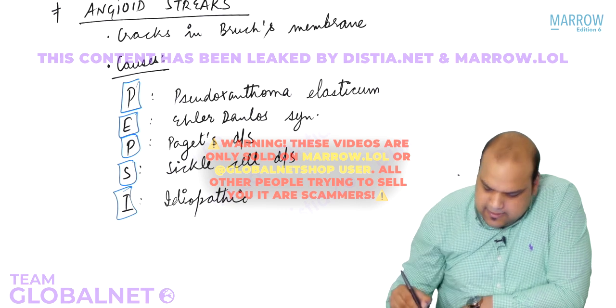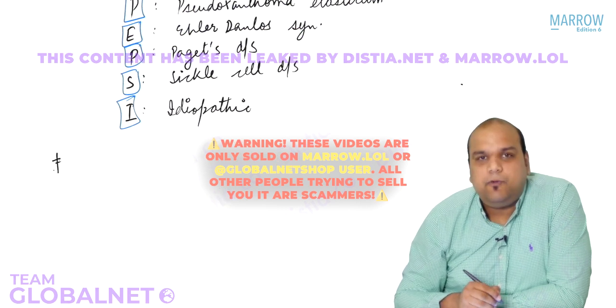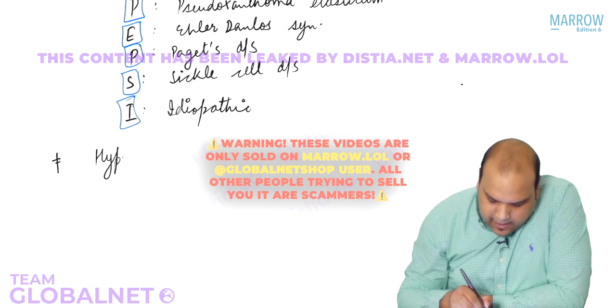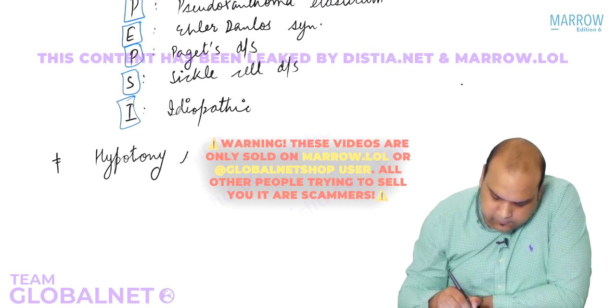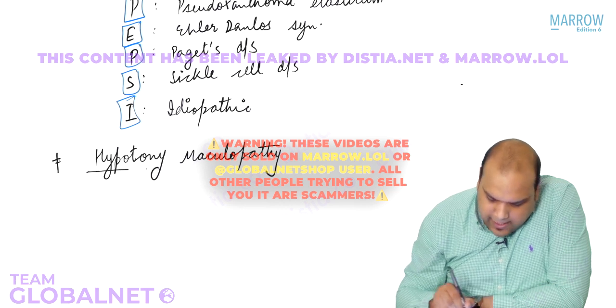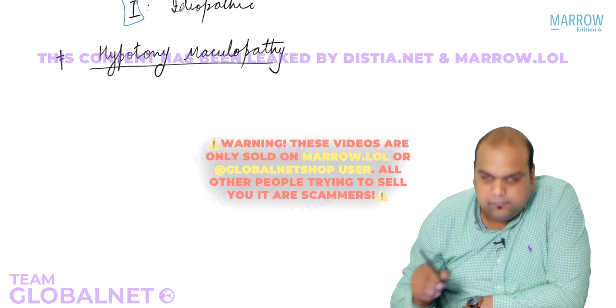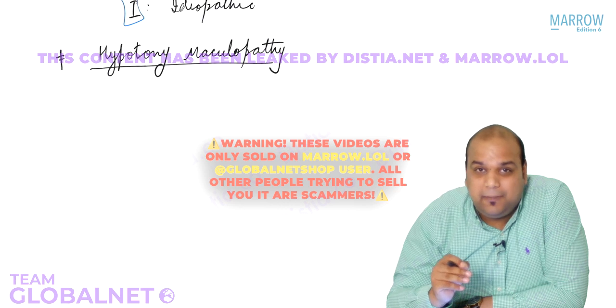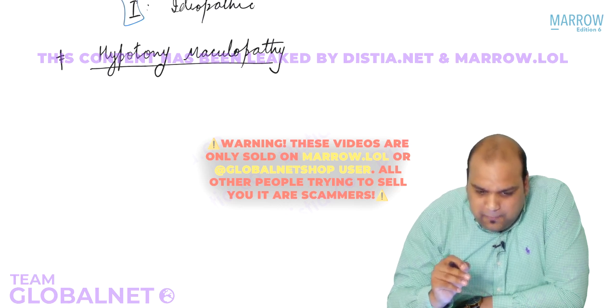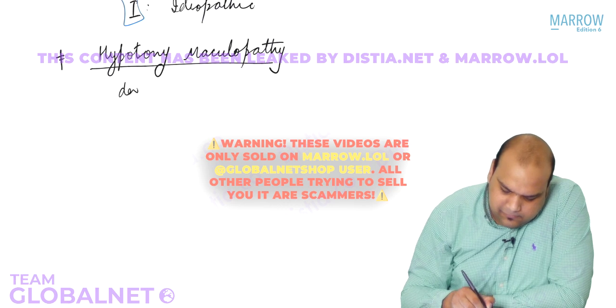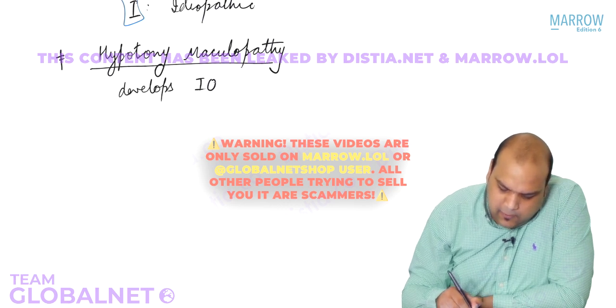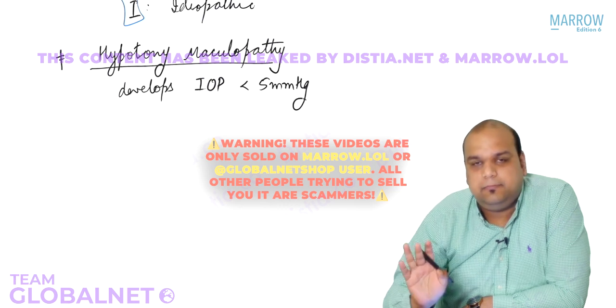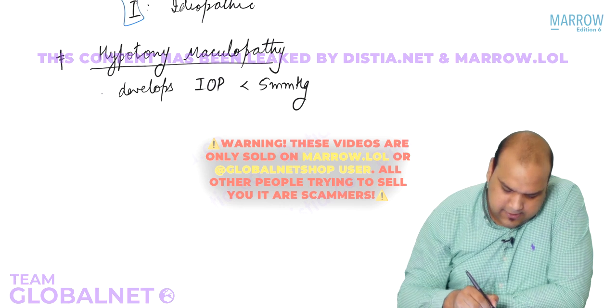Now, lastly, everybody, one condition that we want to discuss here is called as hypotony maculopathy. Hypotony maculopathy. Okay? Hypotony means IOP decreased, leading to some problem at the macula. Hypotony maculopathy. This develops when IOP goes less than 5 mmHg. Okay? Now, what are the causes?